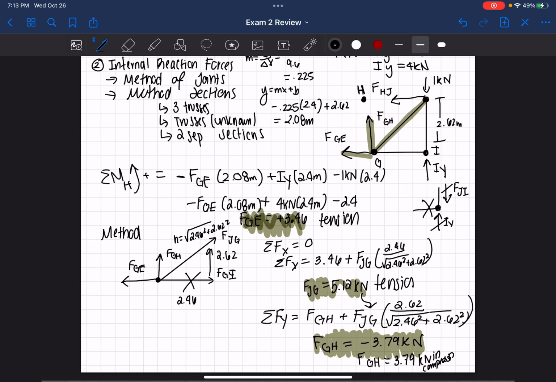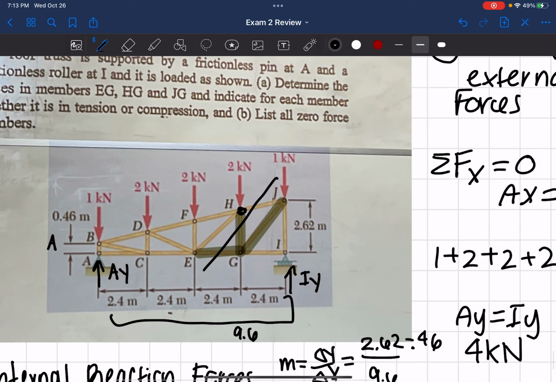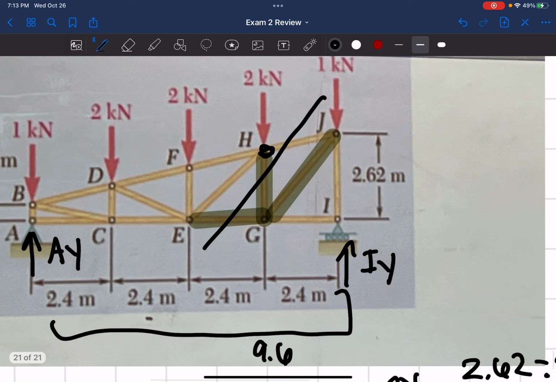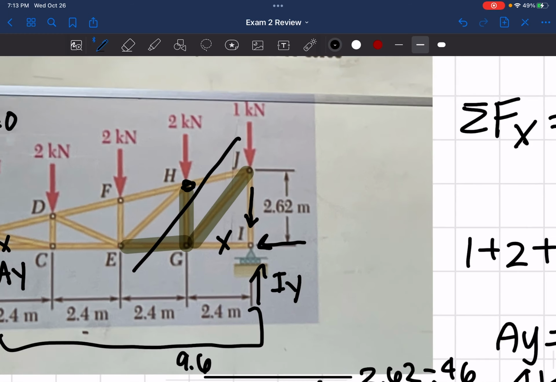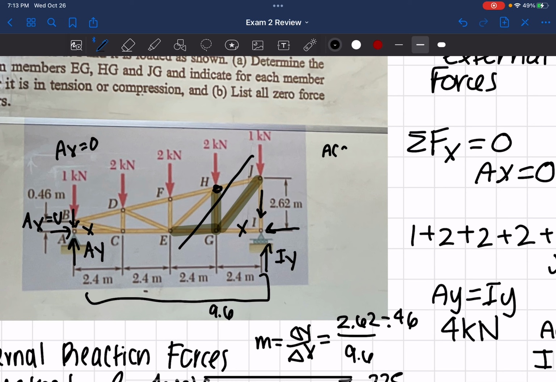Now, let's go back and try to identify non-zero force members. So we know that GI is a non-zero force member because it has a reaction force here, but there's no reaction force in the x direction. Now, let's look at this. We deleted this by accident earlier. We already said that AX is equal to 0, which means that there's no reaction force here. This is 0, so there's no force acting upon this, which means that AC is also a non-zero force member. So AC and GI are non-zero force members.